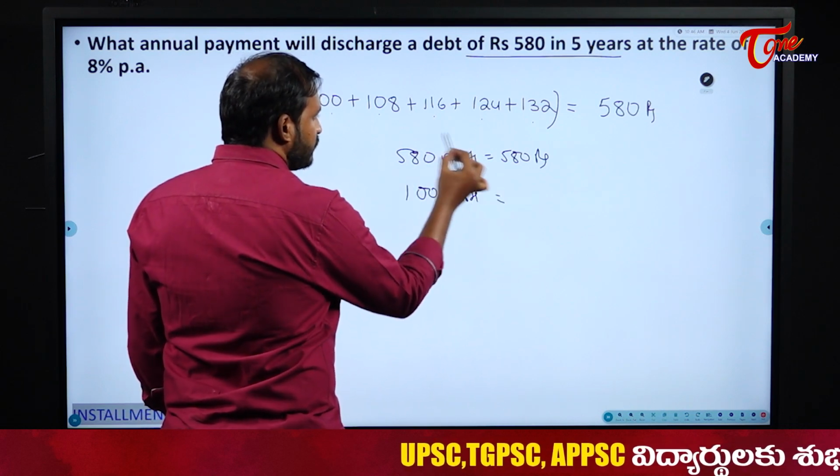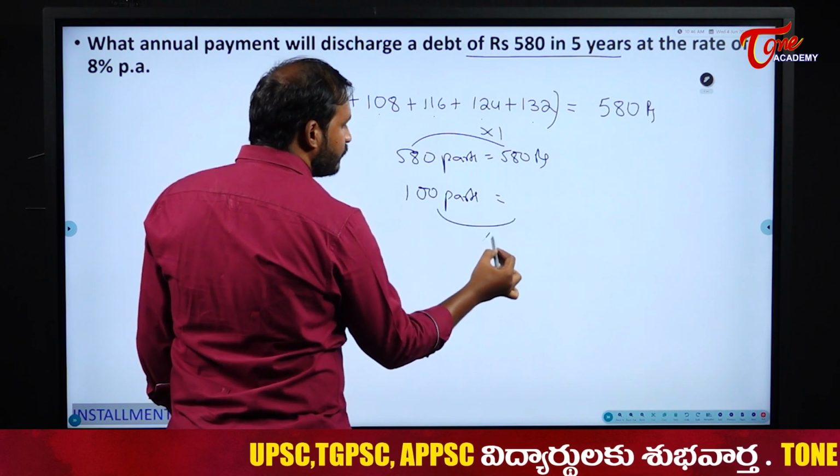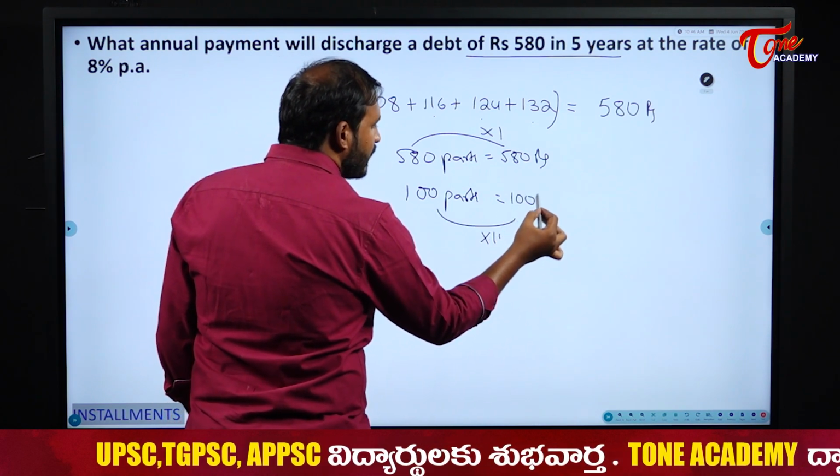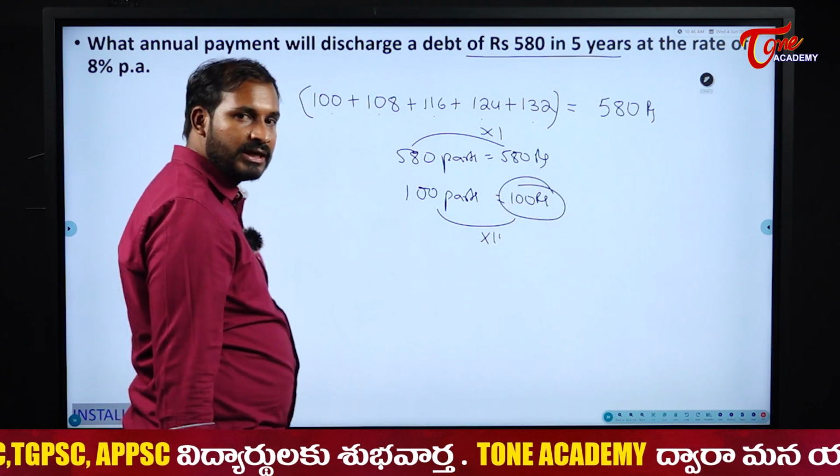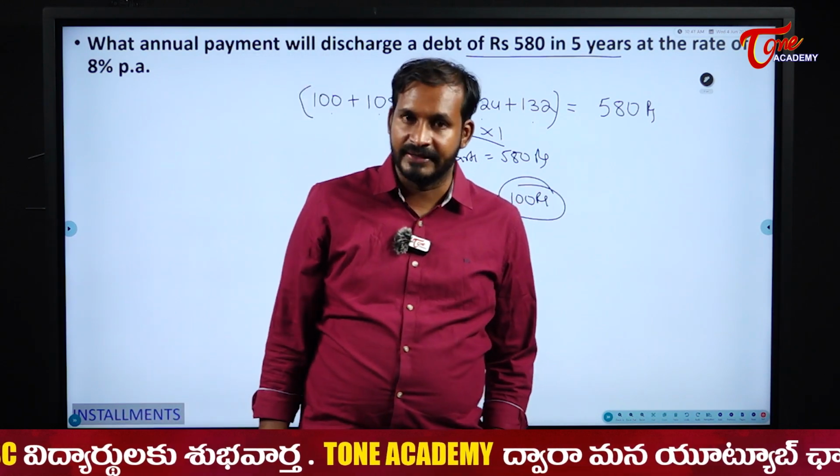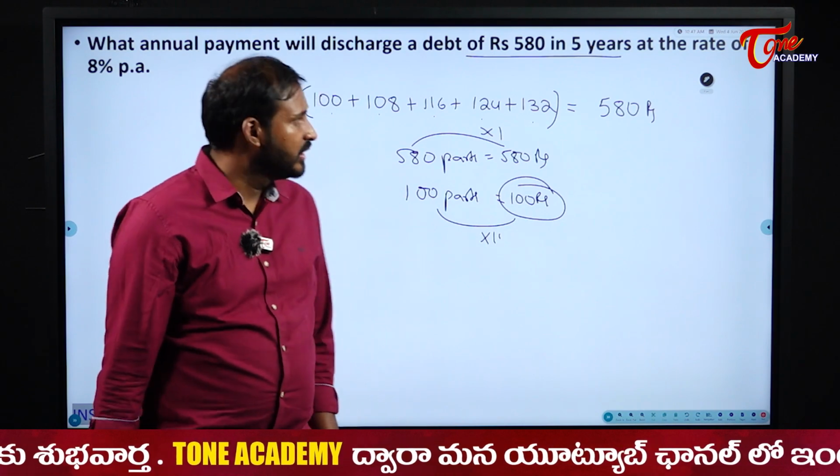100 parts. So this one is into 1. So here also into 1. So yearly you will pay how much? 100 rupees. But it sums up to how much? 580. Okay, understood? Very simple.